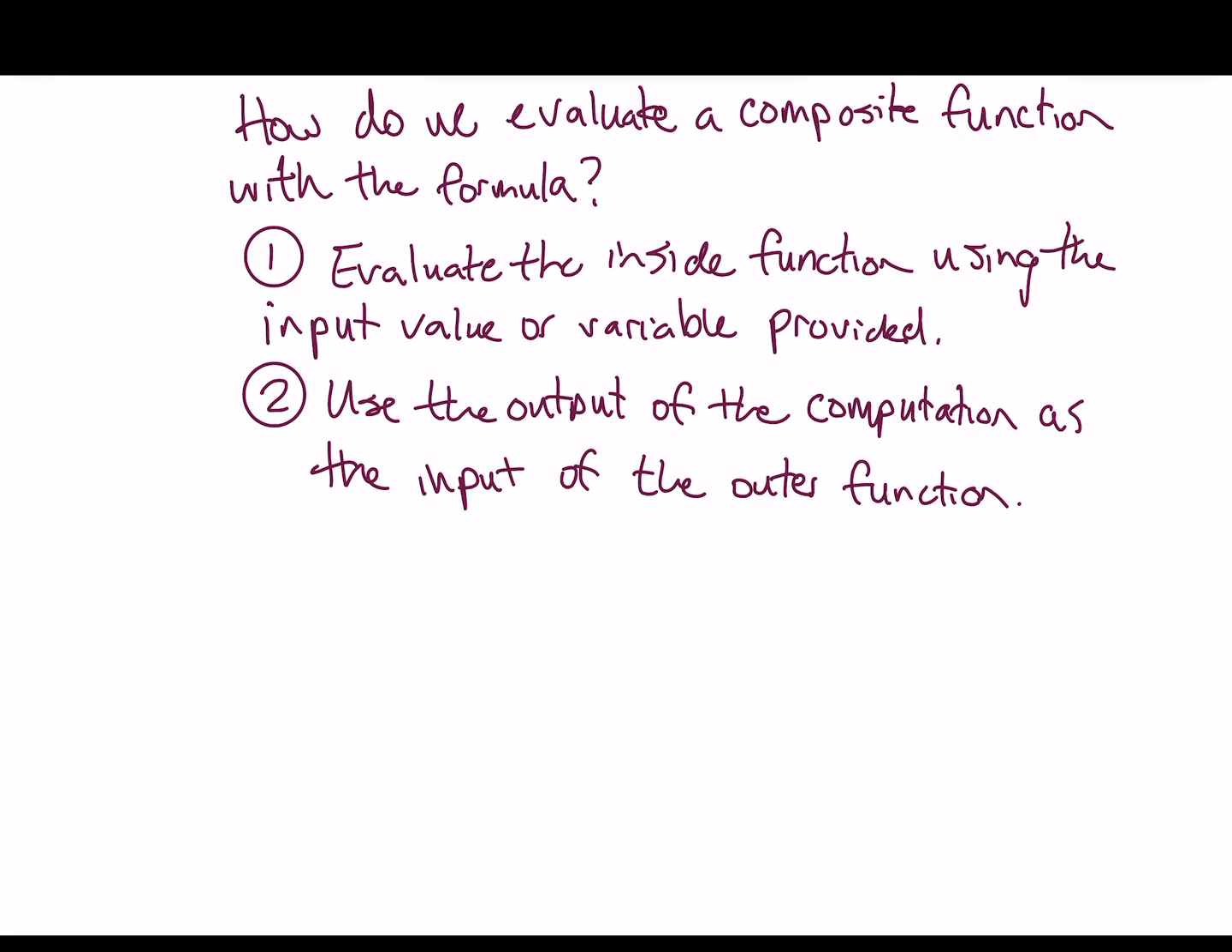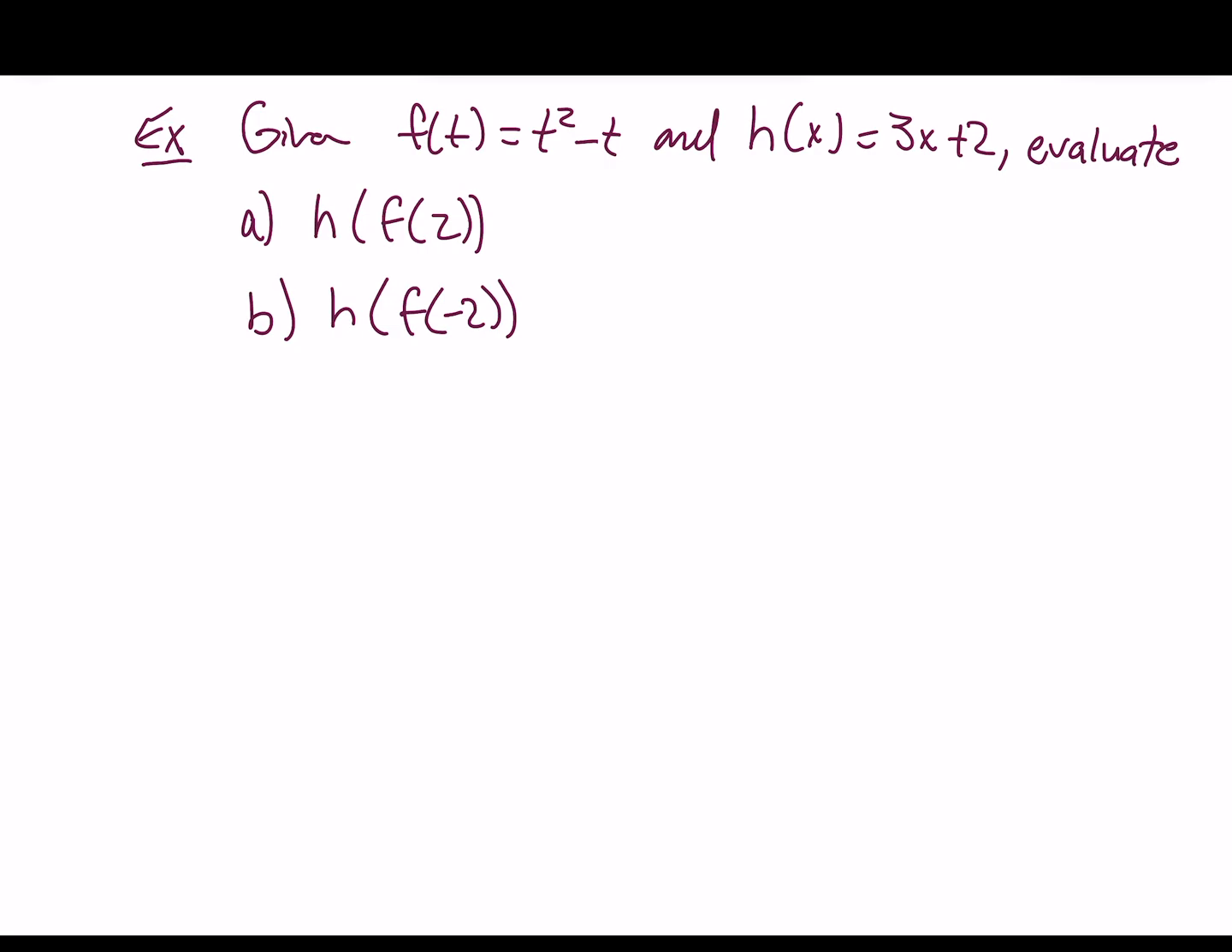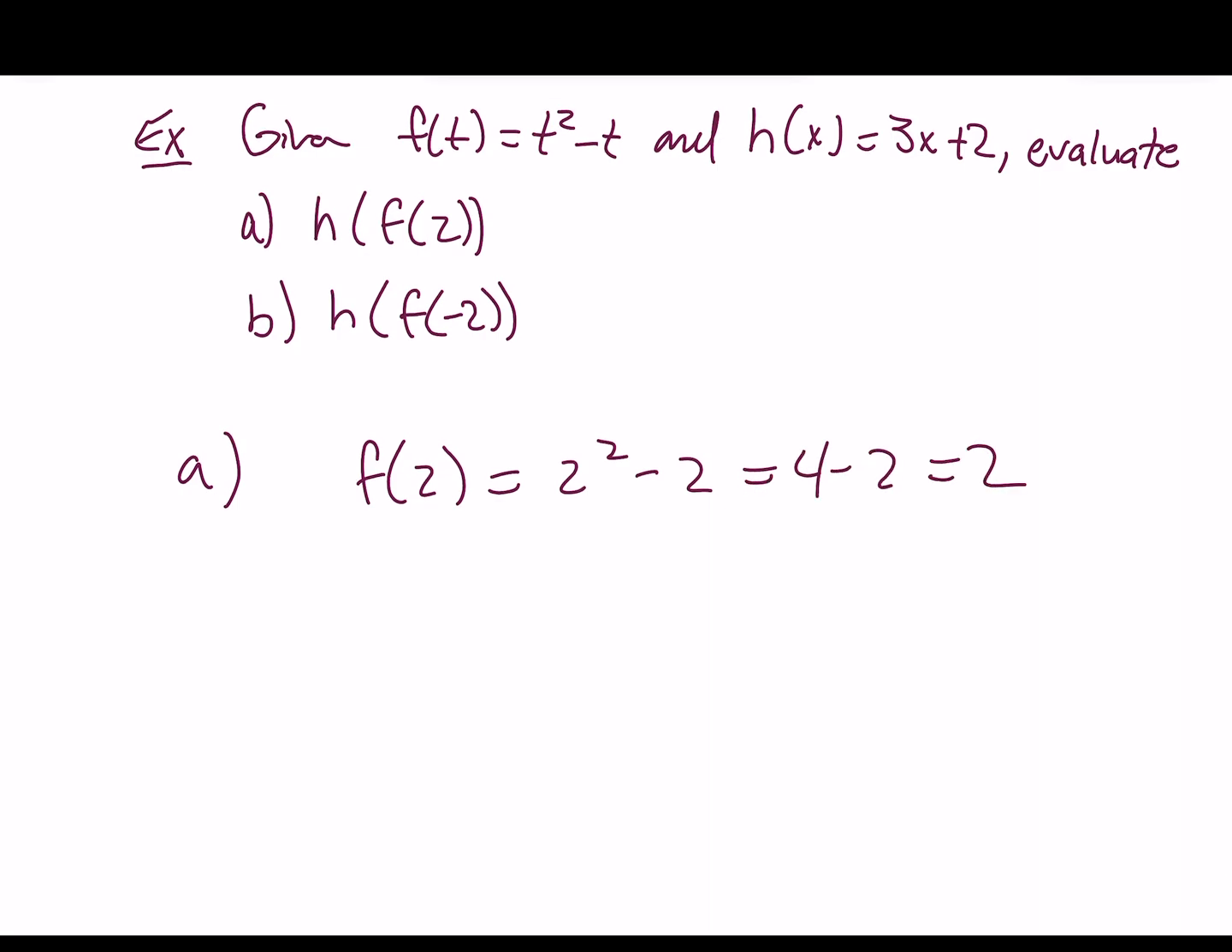Let's try an example where we evaluate a composite function using the formula. So in this example, we're given that f of t is equal to t squared minus t, and h of x is equal to 3x plus 2, and we want to evaluate h of f of 2 and h of f of negative 2. Now notice it doesn't matter what the variables are in this case. We can still evaluate just as we normally would. So in part A, what do we do first? Well, we first want to evaluate the innermost function f of 2. So we'll evaluate f of 2, which is 2 squared, substituting 2 for t, 2 squared minus 2, which is 4 minus 2, or just 2.